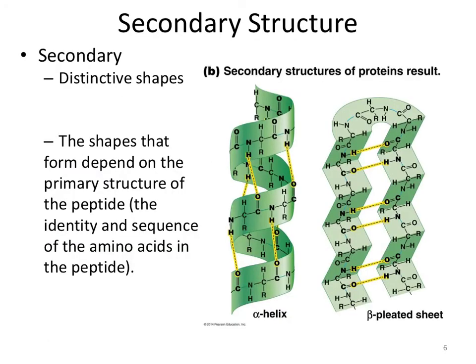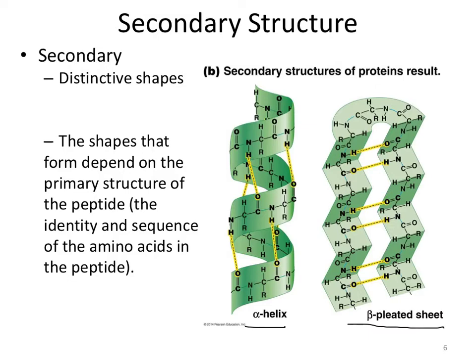So here are some examples of the secondary structures that are very common in nature. They have very distinctive shapes. So a very common kind of shape is the alpha helix, shown here, and the beta pleated sheet, shown here. And you can see the internal hydrogen bonding that is causing the formation of these structures to occur.